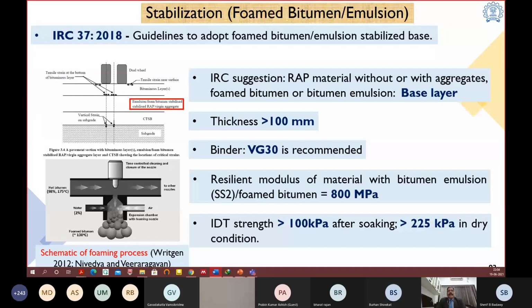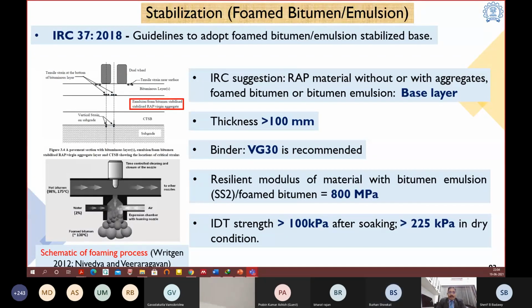This is another technique that we are using for recycling, the cold in-place recycling, in fact, cold in-plant recycling also there. And we can use stabilization either using emulsion and then foam bitumen. And I have seen both these kind of techniques are in the practice as of now. And many projects have been done in India using emulsion and foam, and then designing the different kind of composition on top of that.